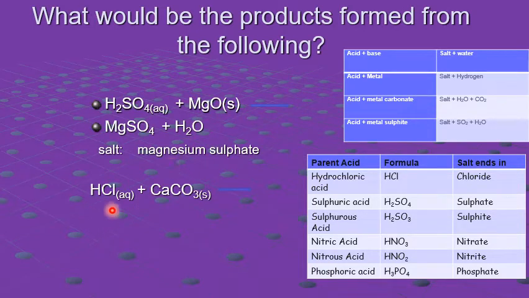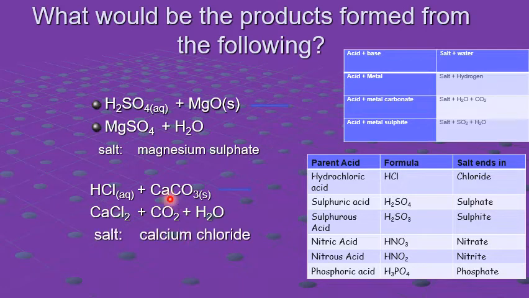Next, you have HCl plus calcium carbonate. Again, first the name of the metal followed by the ending of the acid, which is chloride. So we have calcium chloride, and then you have carbon dioxide plus water. Because acid plus metal carbonate gives you salt, water, and carbon dioxide. That's it.